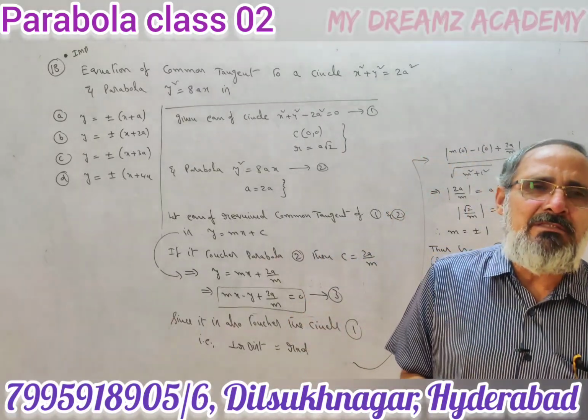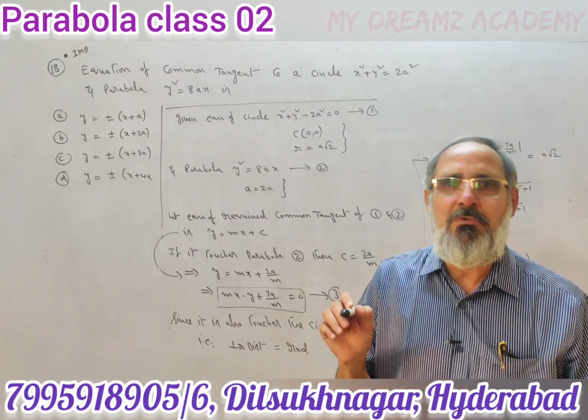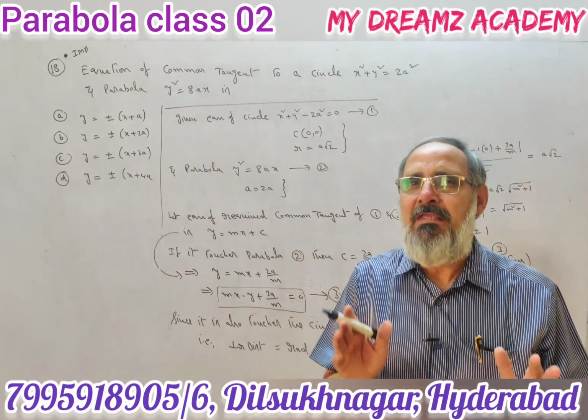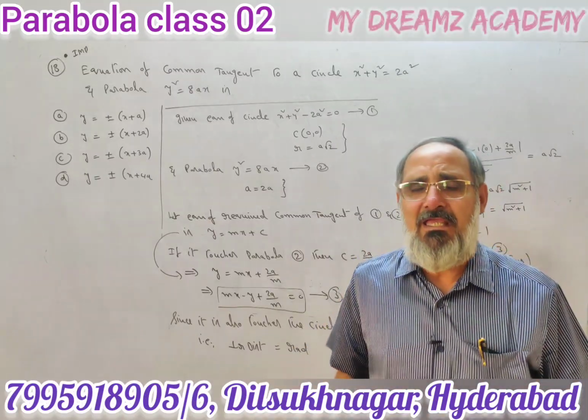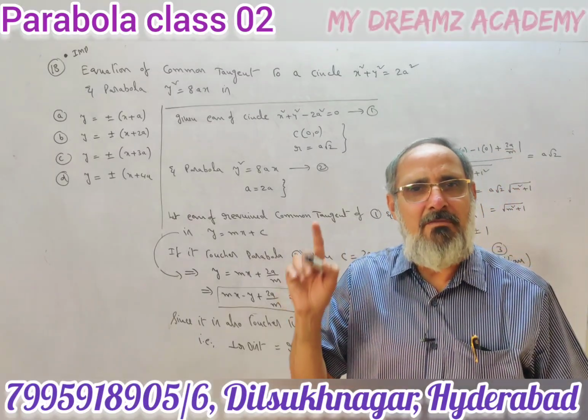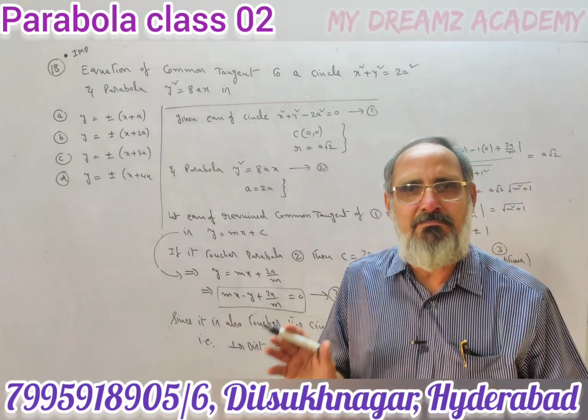If the line y equal to mx plus c touches the parabola, the condition you must remember is c equal to a by m. Whenever a line y equal to mx plus c is tangent to the ellipse, the condition is c equal to root of a square m square plus b square. Similarly, for the hyperbola, c equal to root of a square m square minus b square.